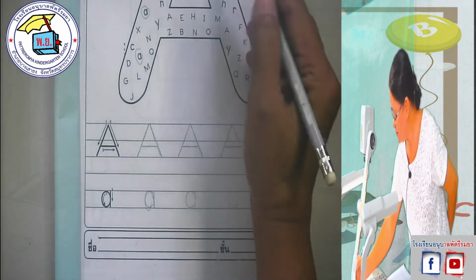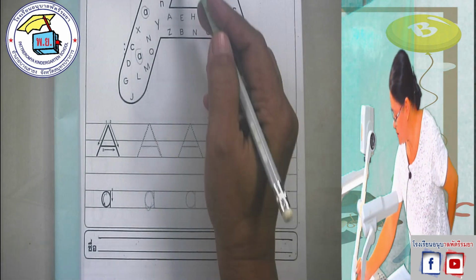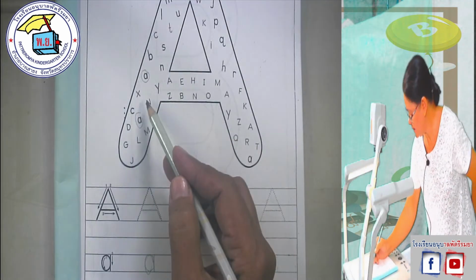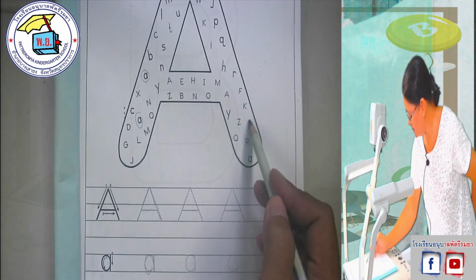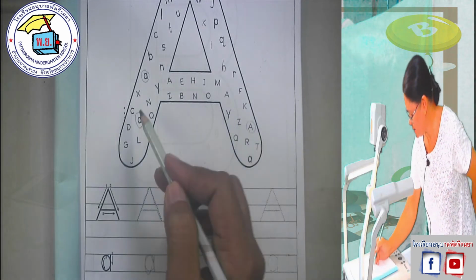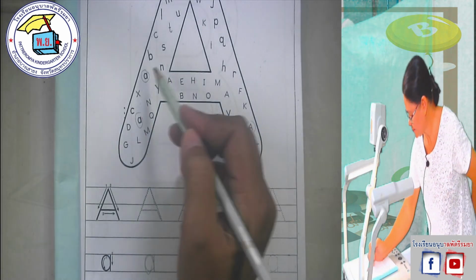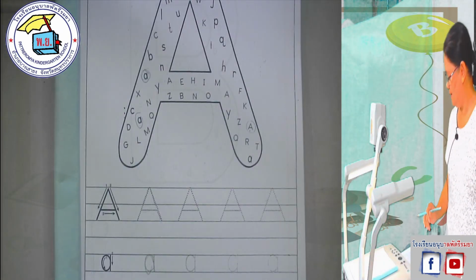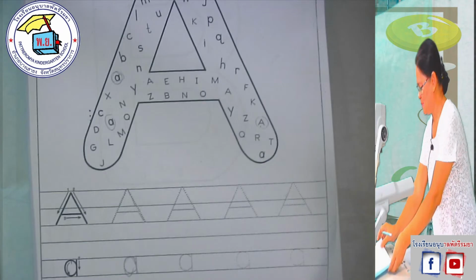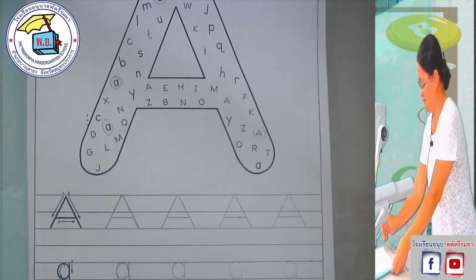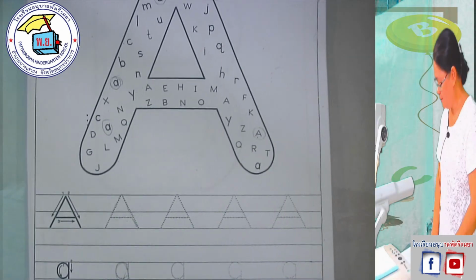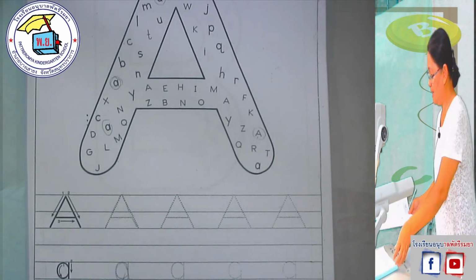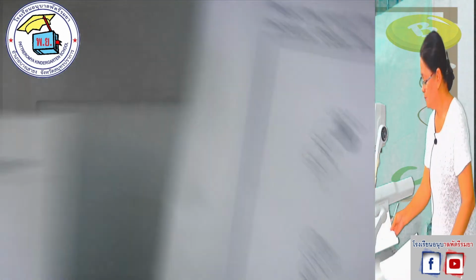All you have to do is circle the letter A, the big letter A, and the small letter A. So all you have to do is circle. Okay? Very good. Now let's go to K2. Okay, K2, all you have to do.